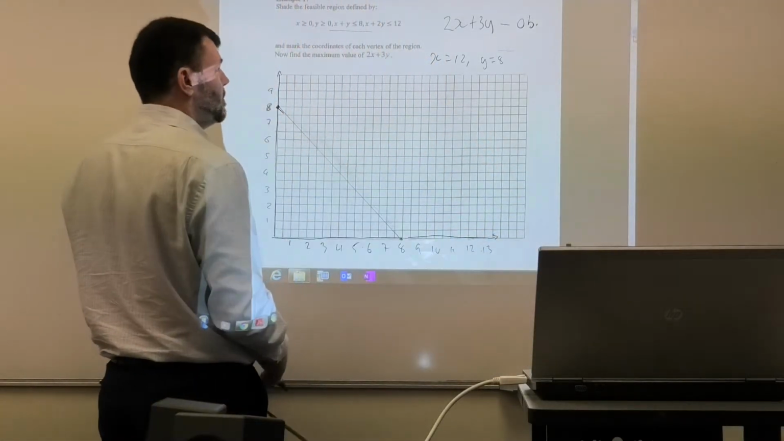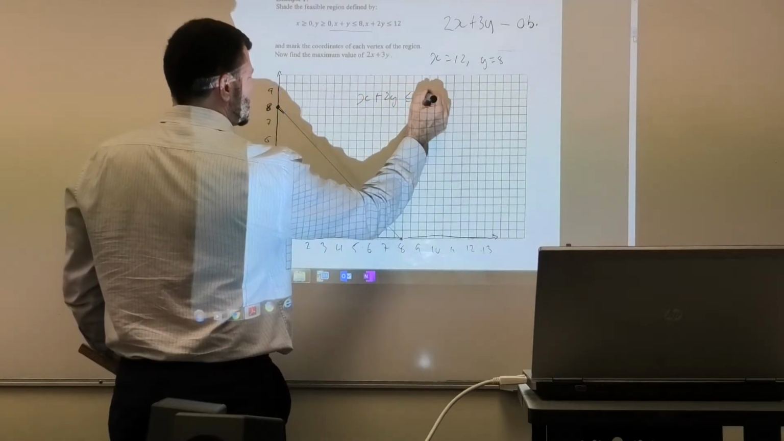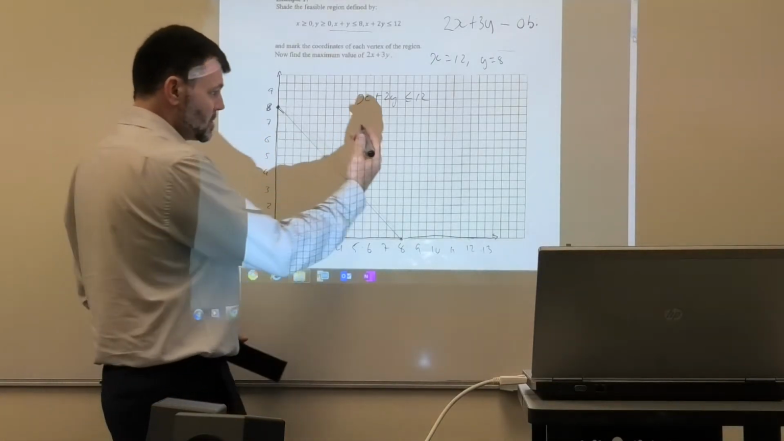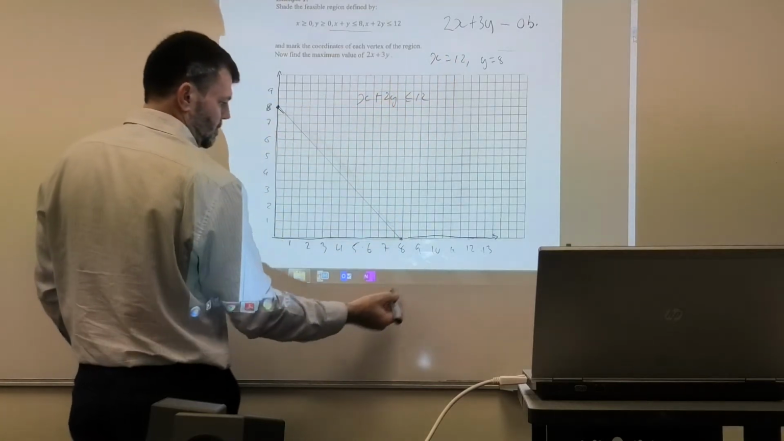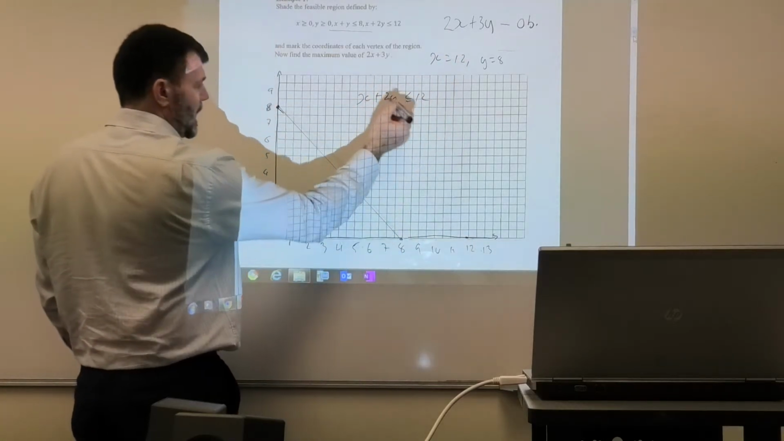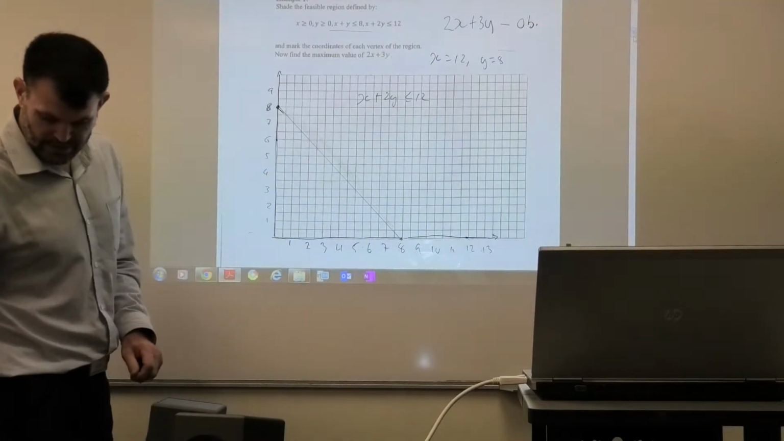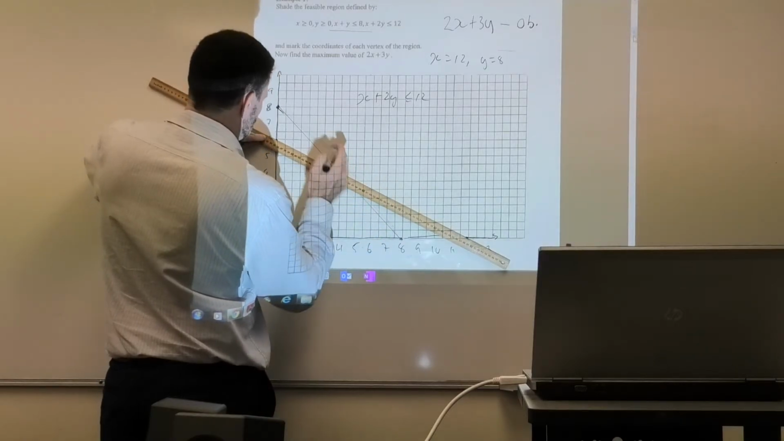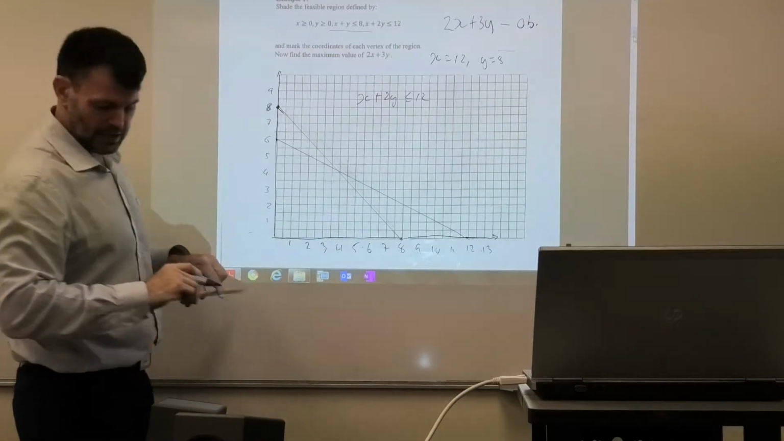Right? So the next one is x plus 2y is less than or equal to 12. Okay? So again, just like the last time, we find out what x is, find out what y is. And we found that before. So we know x is going to equal 12, so we'll put a dot here. And y will equal 6, so we'll put a dot here. Get our ruler out. We sketch it, and we've got our 2 points.